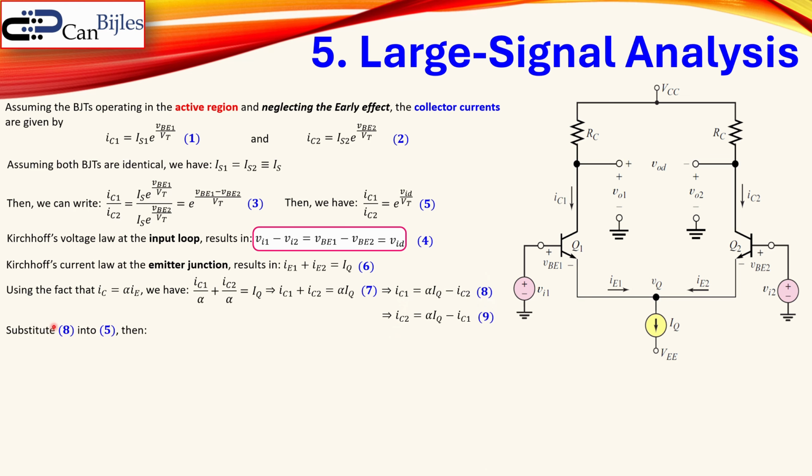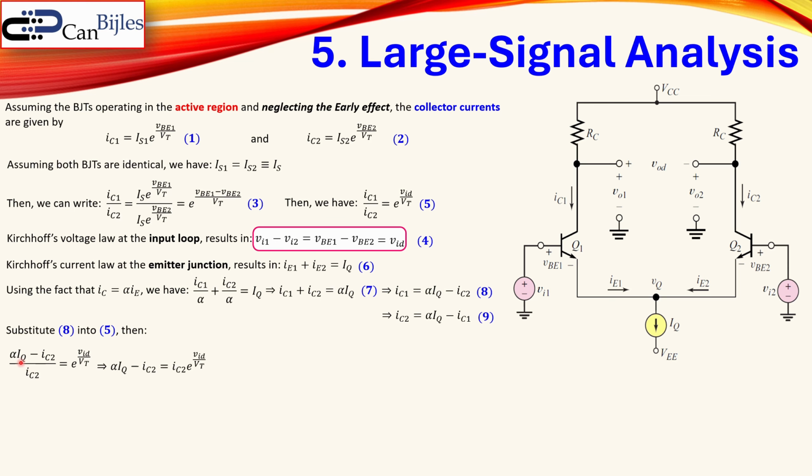Now we will use this expression 8, or the formula for the IC1, and we will substitute that in the formula here in equation number 5. So that's actually done here. You see here the IC1 is replaced by this alpha times IQ minus IC2, because I want to go to an expression where I see only IC2. And now you see here IC1 over IC2, that's the collector of the Q2, is equal to e to the power VID over VT.